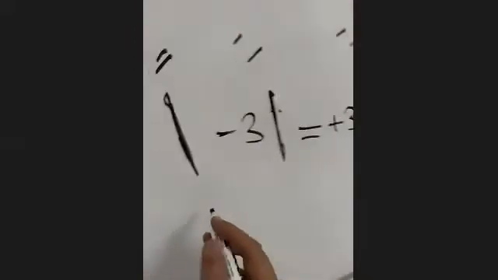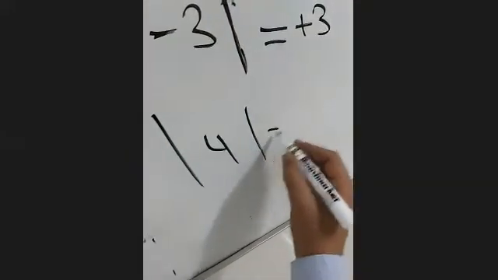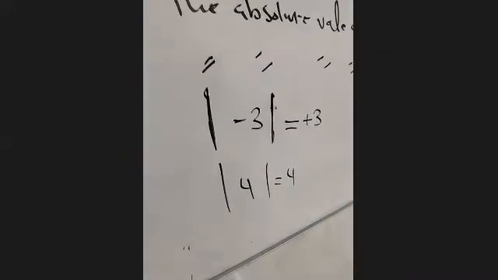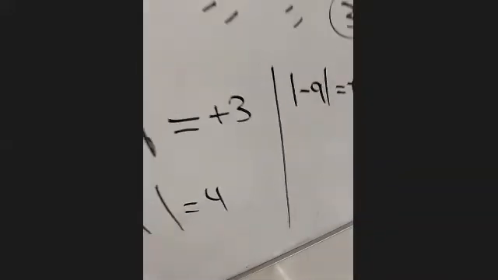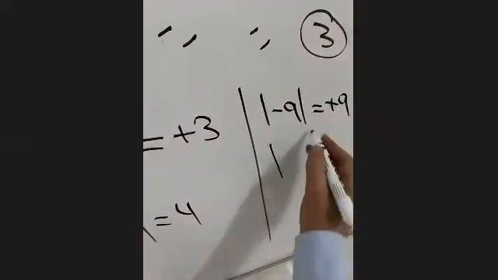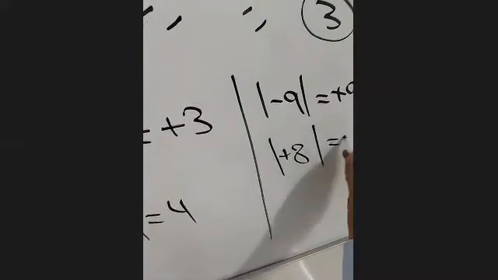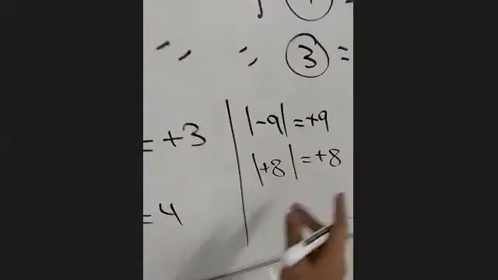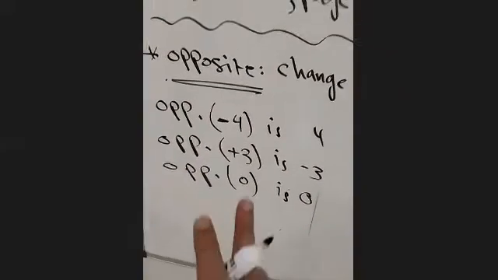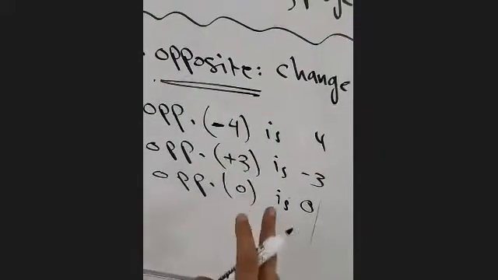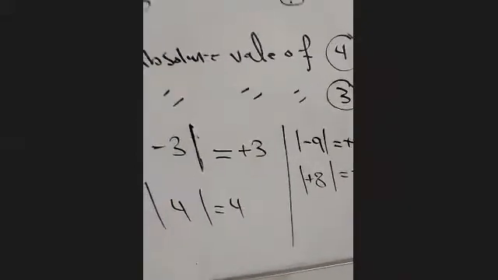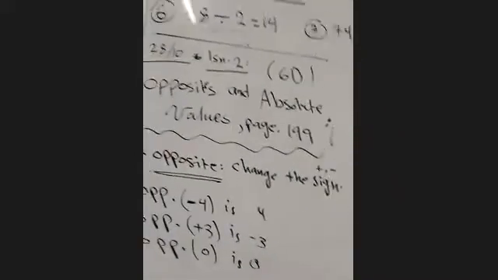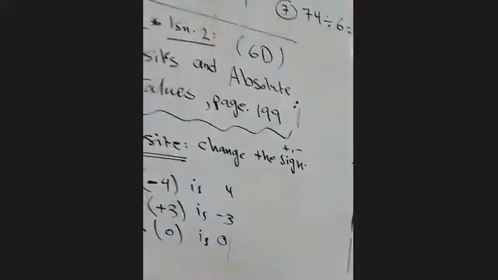For example, the absolute value of 4 is 4, positive. The absolute value of -9 is positive 9. The absolute value of positive 8 is still positive 8. Do not change it. It's not opposite. In the opposite, we change the sign always. But the absolute value always gives positive. So these are the two concepts, opposites and absolute value.